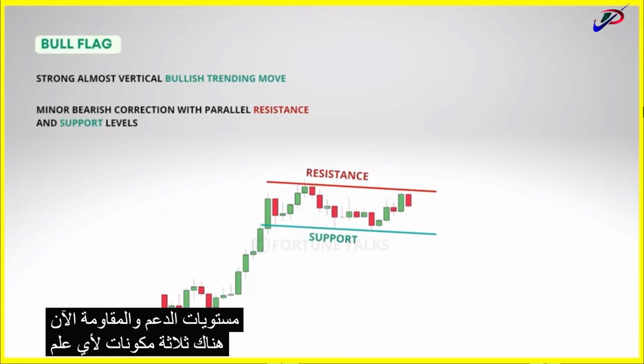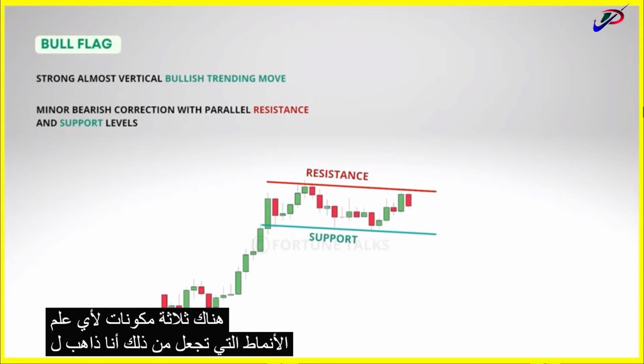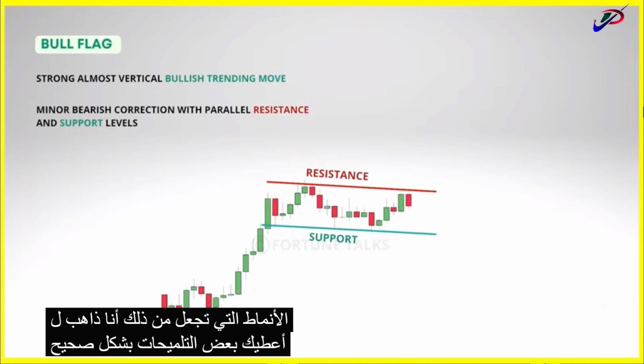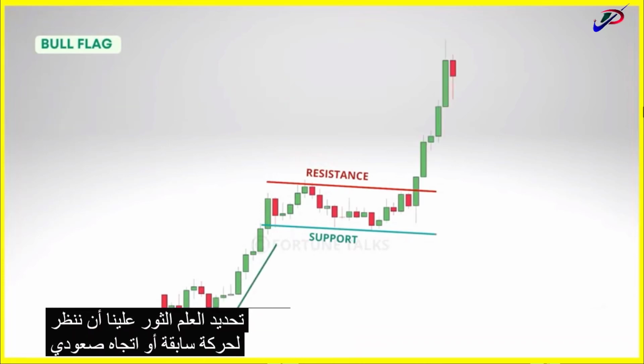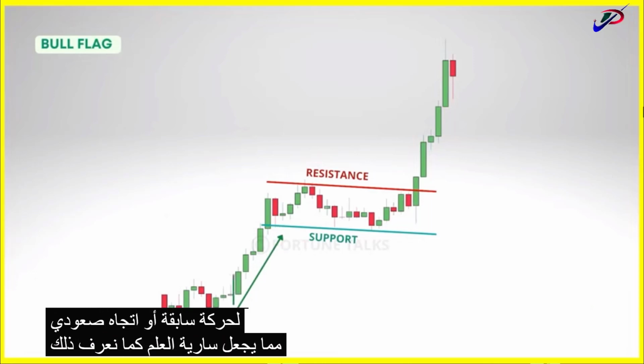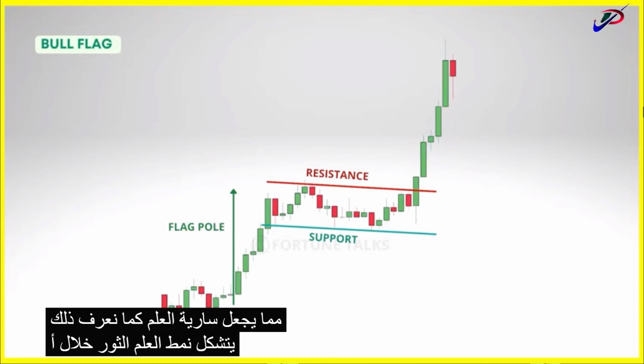Now, there are 3 components to any flag pattern. So I am going to give you a few hints to correctly identify the bull flag. We have to look for a preceding up move or an uptrend which makes a flagpole, as we know that the bull flag pattern forms during a bullish trend.